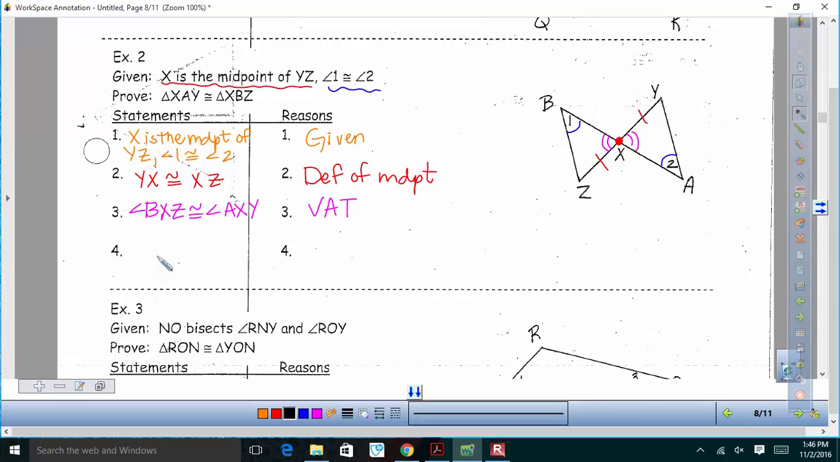Okay, and what is always our fourth step? The prove. So triangle XAY is congruent to triangle XBZ. Now, we didn't write down how this is. Looking at triangle BXZ, what would the theorem be? Angle, angle, side. Very good. So this would be angle, angle, side.